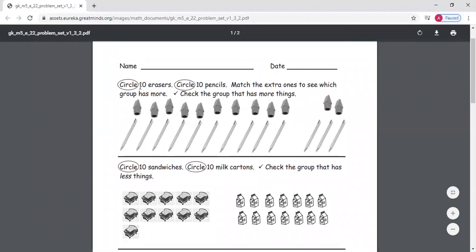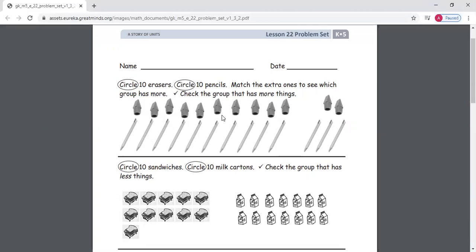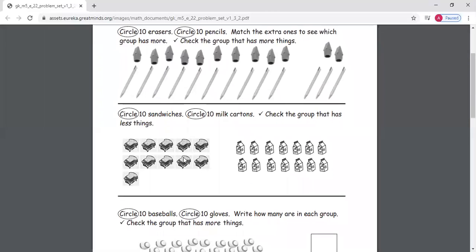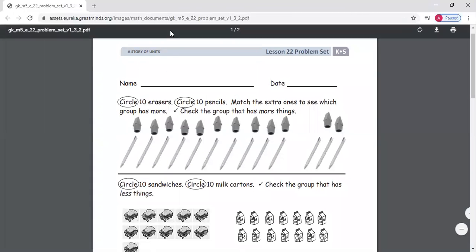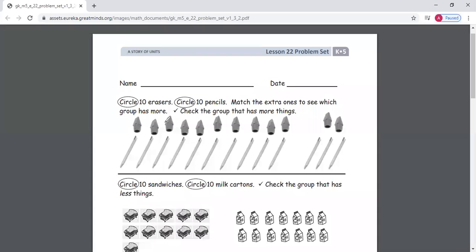It says circle 10 erasers. Circle 10 pencils. Match the extra ones to see which group has more. Check the group that has more things. So let's do this first one together, and then you will complete the rest on your own. All right, it's asking me to circle 10 erasers. So let's go ahead and count our 10 erasers. 1, 2, 3, 4, 5, 6, 7, 8, 9, 10. So I can go ahead and circle 10 erasers.